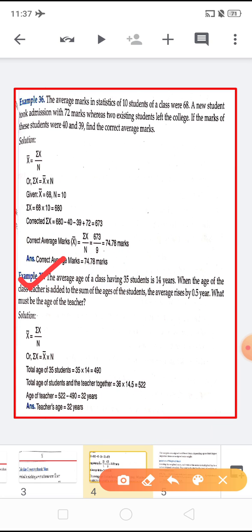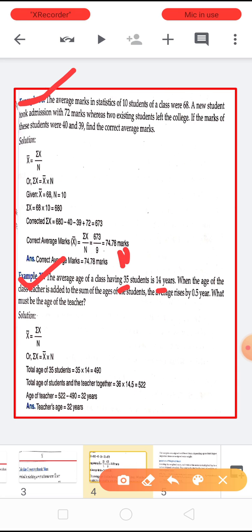Now we take one more question. This one is clear; this one now we are learning. Children, the same way we have to apply it. The average age of a class having 35 students is 14 years. So the number of students is 35. This is your n, and the average age, that is x bar, is 14 years.